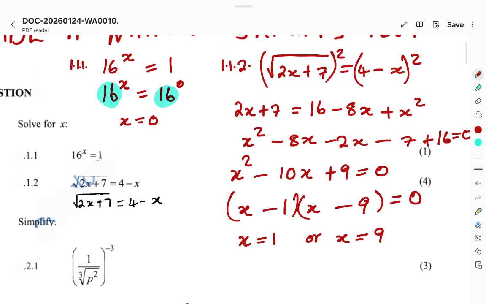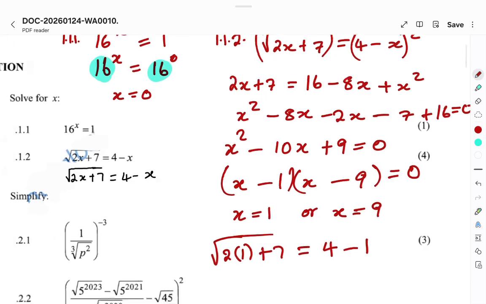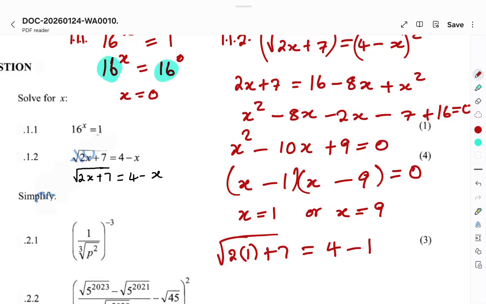Because we have a square root there, we need to go back and check the validity of our solution. So we're just going to take our x values and substitute back there. So let's substitute. So we have the root of 2 times 1 plus 7. I'm trying to verify if it would give me 4 minus our x value, which is 1. So this one is going to be 2 plus 7, that is 9. The square root of 9 is positive 3. While this side you get 4 minus 1, that will give us 3. So meaning that x value, which is 1, is valid.